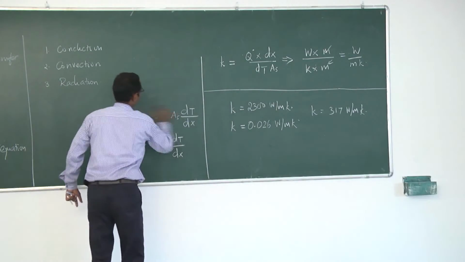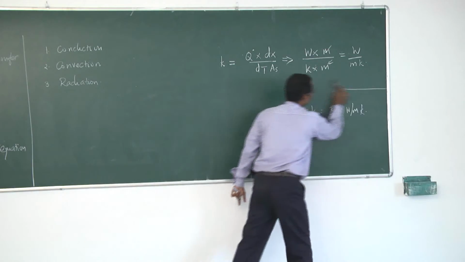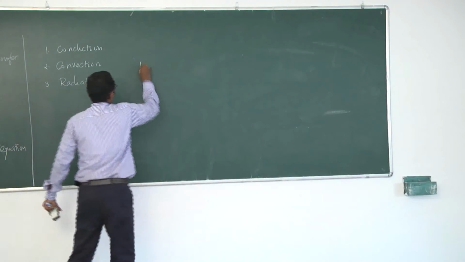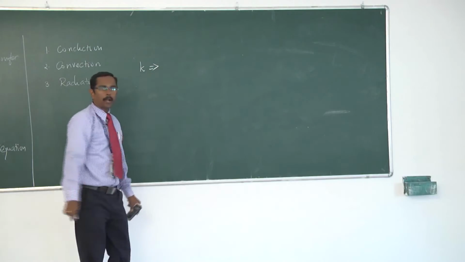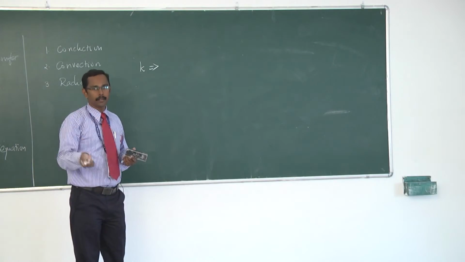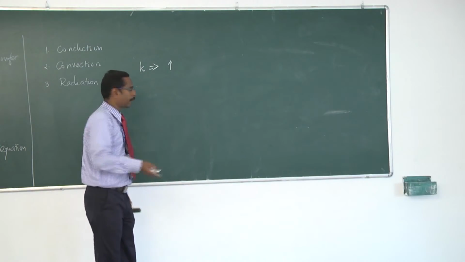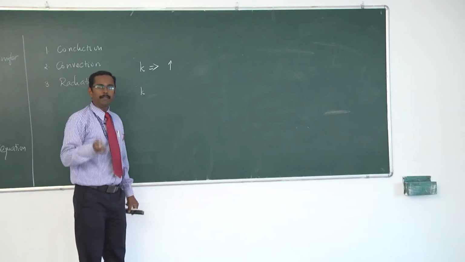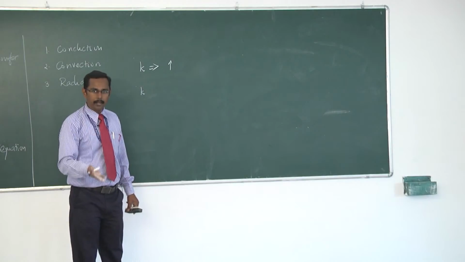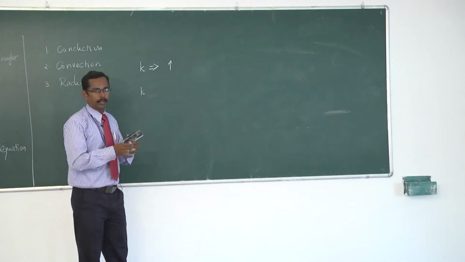Now we have to see the variation of thermal conductivity with respect to temperature. For gases, when we increase the temperature, the thermal conductivity of the gases will be increasing. But for solids like aluminum and copper, when we increase the temperature, thermal conductivity will decrease. So this is the effect of temperature on thermal conductivity of liquids, gases and solids.